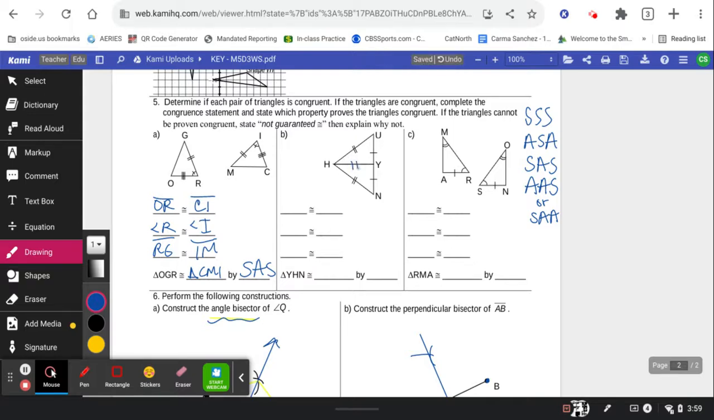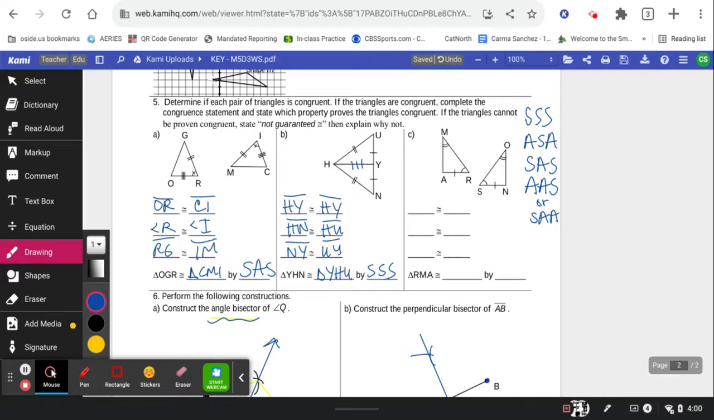This next one has a sneaky little reflexive side right there. Do you see that side HY is congruent to itself? And then we're also going to say that side HN is congruent to side HU, and side NY is congruent to side UY. Well, is three sides enough? Yay, yes it is. Triangle YHN is congruent to triangle YHU. All the corresponding parts.